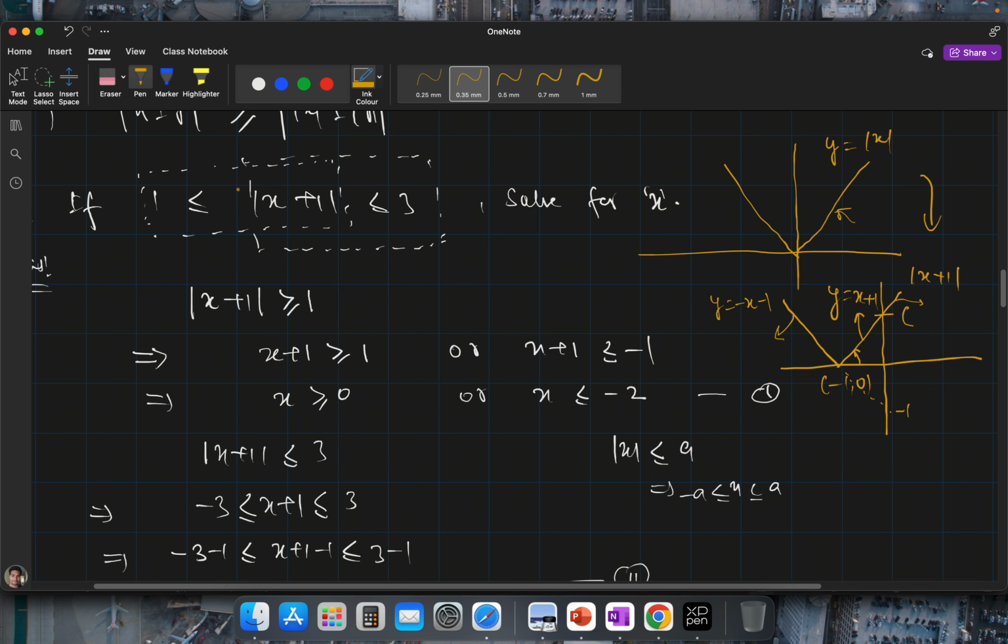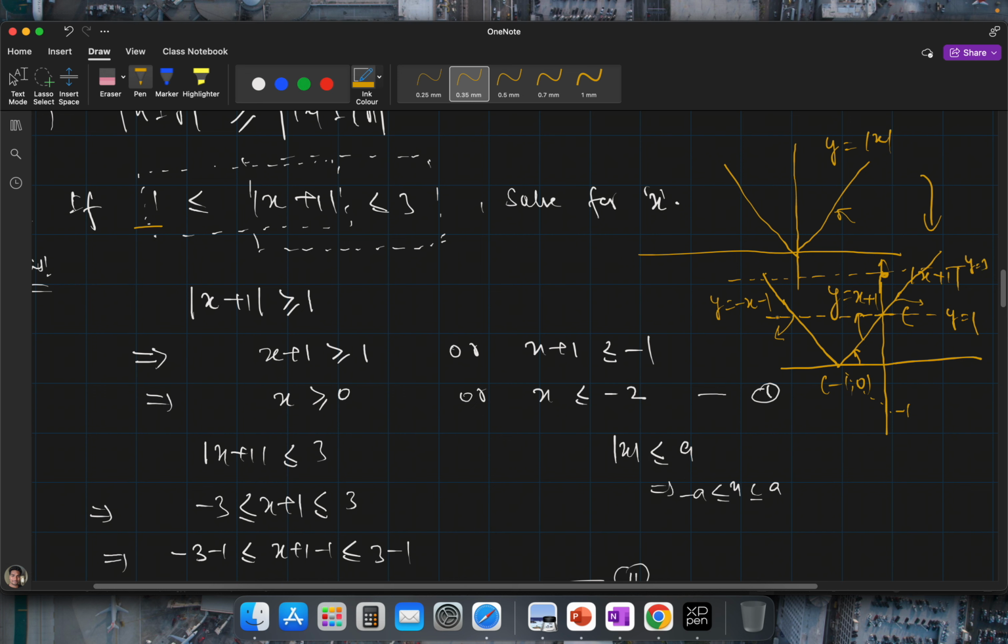Okay, so now I want to solve this inequality. I already drew the graph of this function. Now it is saying that I have to draw the y equal to 1 line. So the y equal to 1 line will be exactly here. So this is the y equal to 1 line. Now I also have to draw the y equal to 3 line. So the y equal to 3 line will be here.